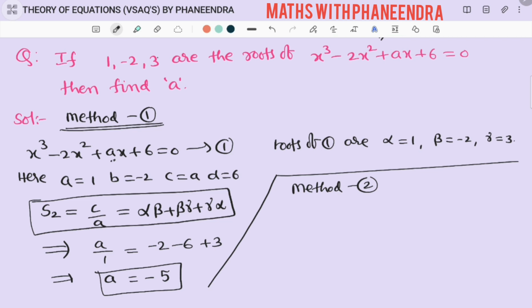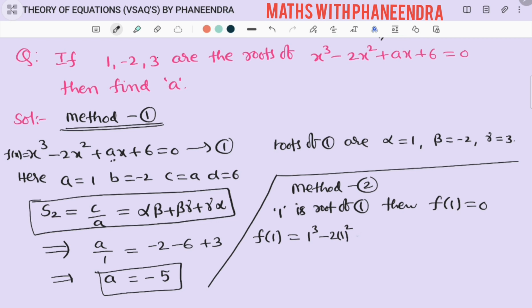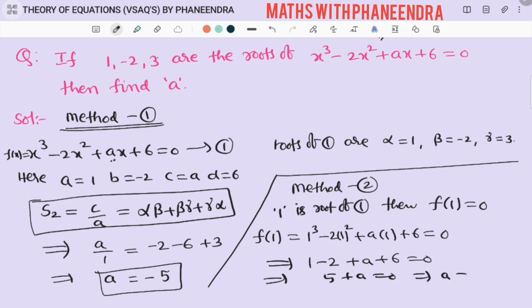In method 2, the roots are 1, minus 2, 3. Since 1 is a root of equation 1, f of 1 is equal to 0. The given polynomial is f of x, so wherever x is there, replace it with 1. f of 1 is 1 cube minus 2 into 1 square plus a into 1 plus 6 equal to 0. So 1 minus 2 plus a plus 6 equal to 0. 6 plus 1 is 7, minus 2 is 5, plus a equal to 0. That implies a is equal to minus 5. In method 2 also, we can do that.